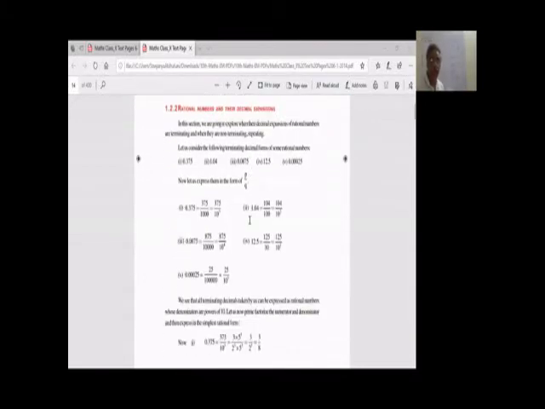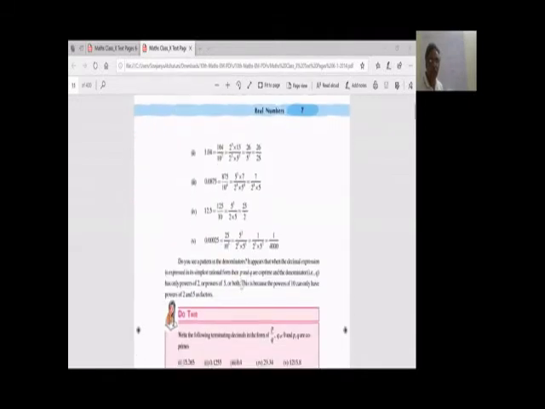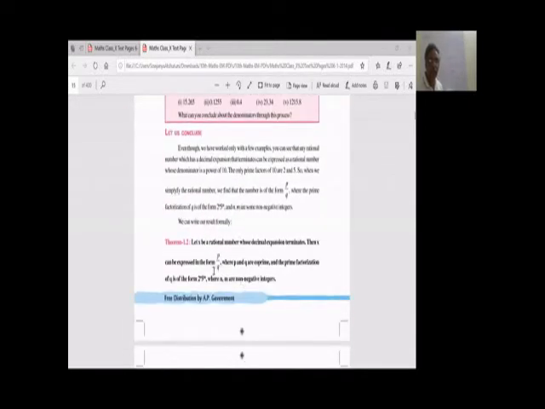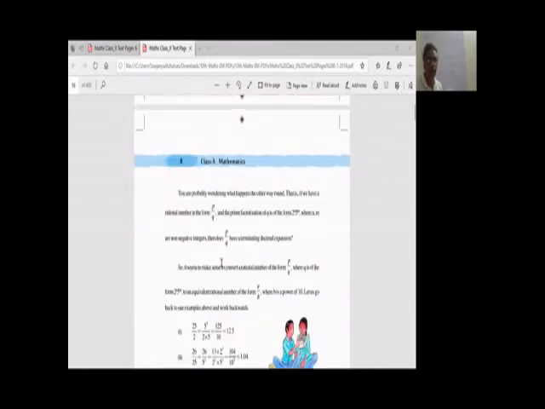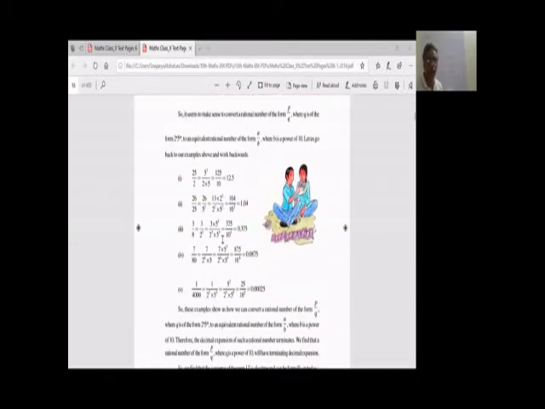This decimal expansion we have already seen. For P by Q, if Q is in the form of 2 to the power n, 5 to the power m, it is a terminating decimal. If it is not in this form, it is a non-terminating decimal. We have seen examples of all these.